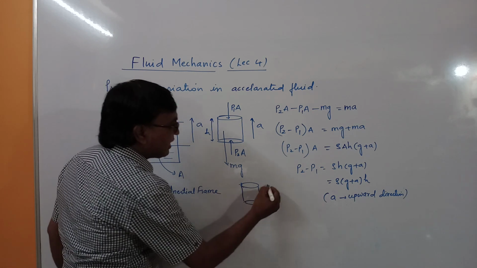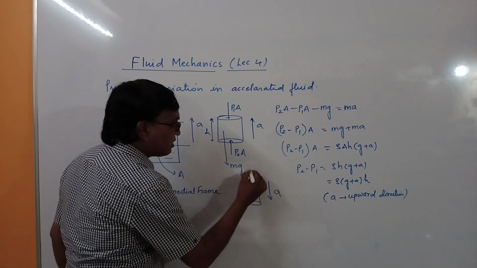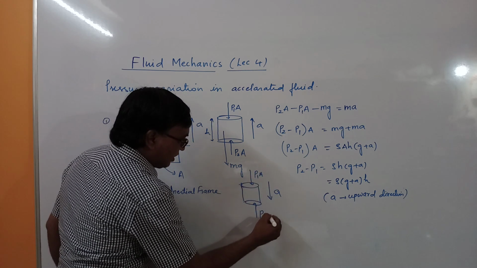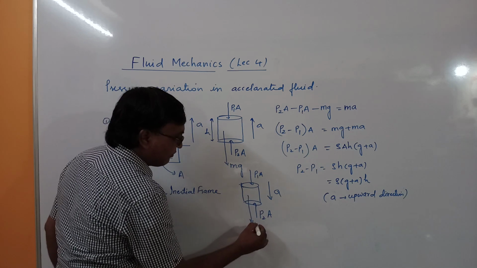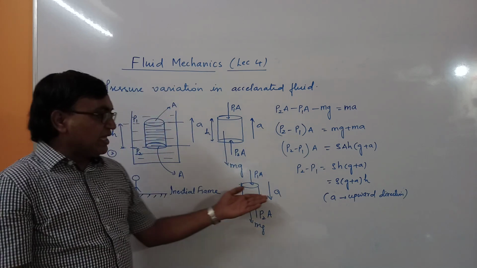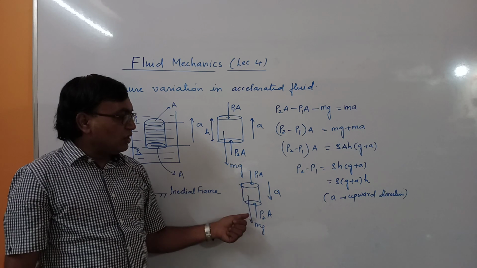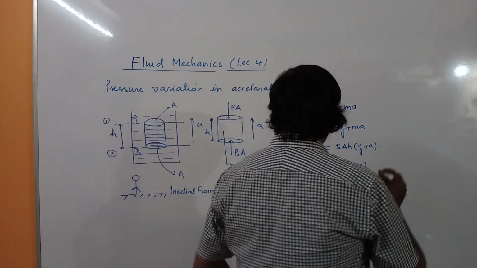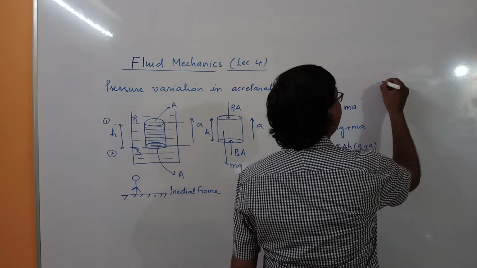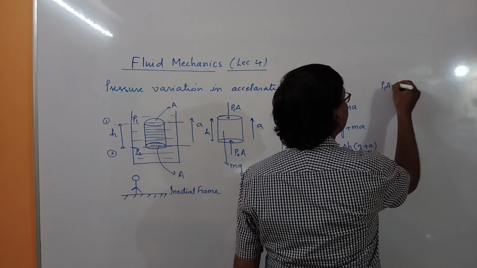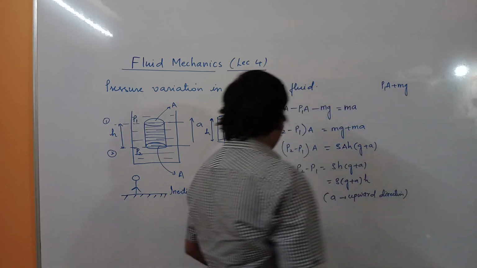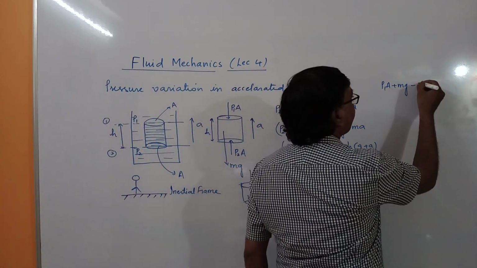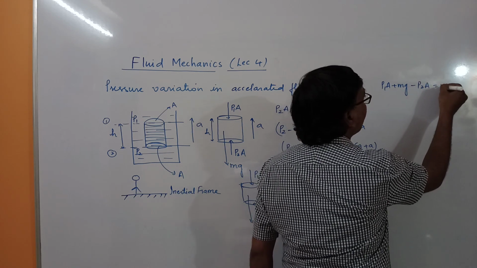So forces will be same, but acceleration is downwards. So this is P1A, this is P2A, and here we have mg. Now since the acceleration is downwards, downward force must be greater than upward force. So downward force is P1A plus mg, and P2A is acting upwards, so minus P2A is equal to m into a.